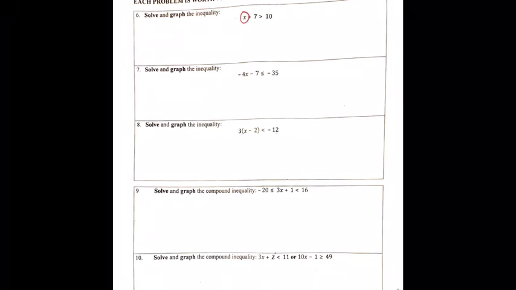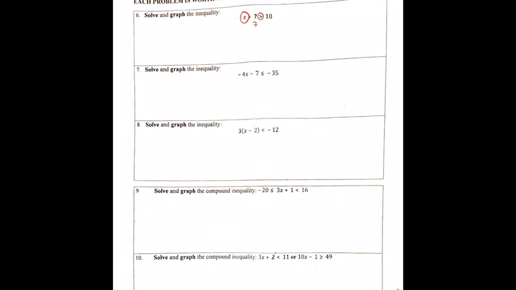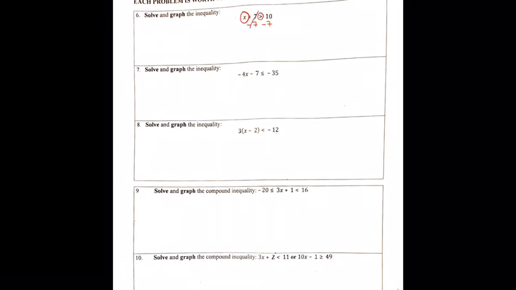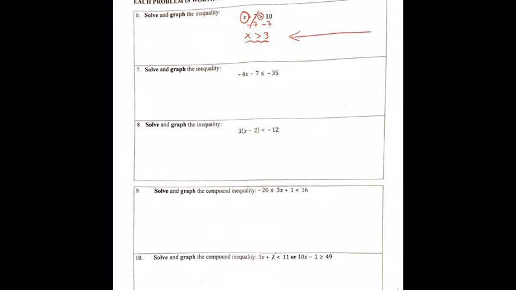Remember, the goal is always to get x by itself. That means on the left side of my inequality, I need to have only x. Right now I have that 7 as well. So on both sides of the inequality, I will subtract the 7. 7 minus 7 goes away, gives me x greater than 3. At this point, I am done solving the inequality and I just have to graph.